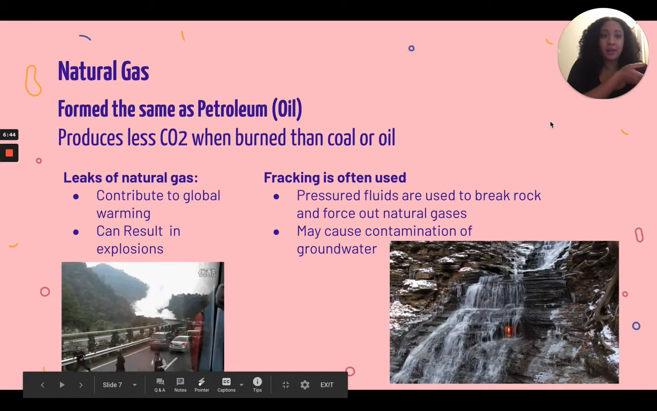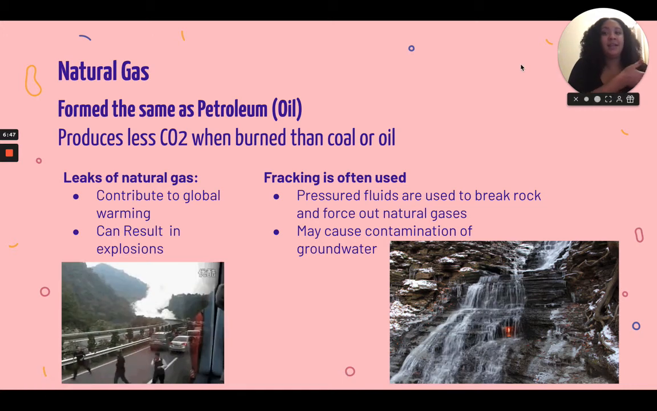So next, the last natural resource is natural gas. Okay, and it's formed the same way as petroleum or oil. So lots of heat, lots of pressure. It produces less CO2 when it's burned than oil or coal. But it can result in explosions when we're trying to extract that natural gas, and it does contribute to global warming. So how do we extract it?